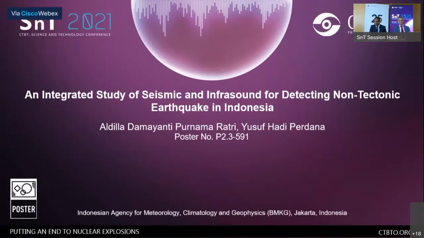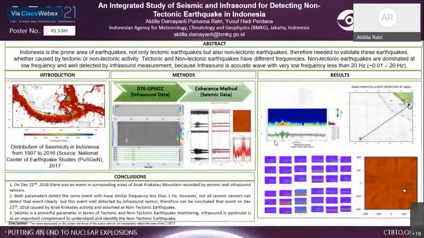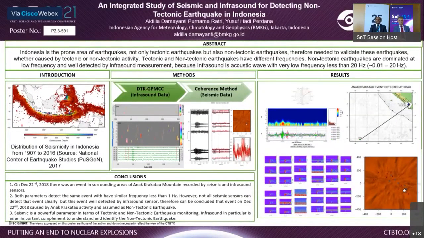Okay, now, this is a part of the research. The title is an integrated study of seismic and infrasound for detecting the dynamic network in Indonesia. Actually, there are two factors that motivate us to publish this research. The first one is the introduction. Indonesia is one area to address.